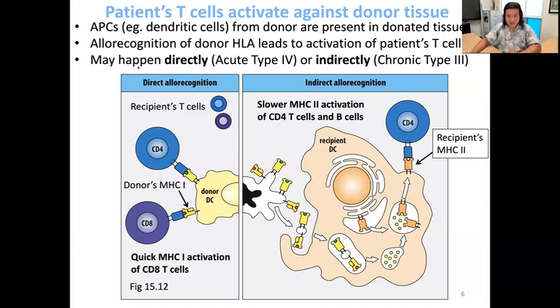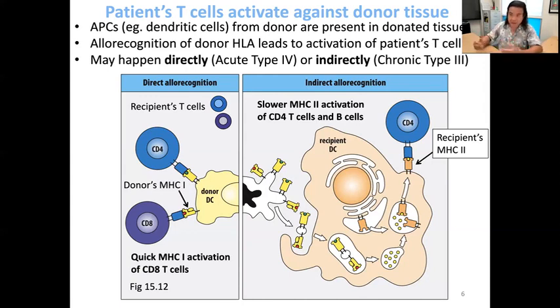So let's look at these two examples here. Direct, or what we call acute type 4 rejection, happens when, let's say, you've transplanted something like a kidney. In that kidney are going to be all kinds of cells, not just the kidney cells that you're intending to transplant. Remember, the kidney tissue is filled with blood vessels, and at the time you're transplanting it over, there are going to be many other cells from the donor hitching a ride on that kidney and being transplanted into the patient.